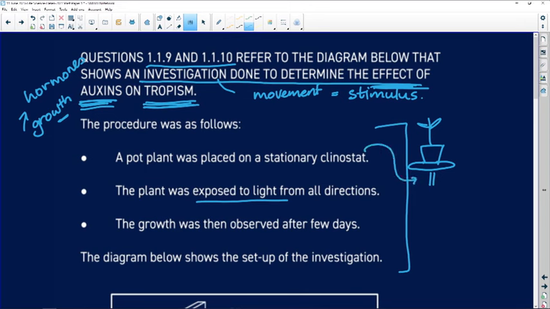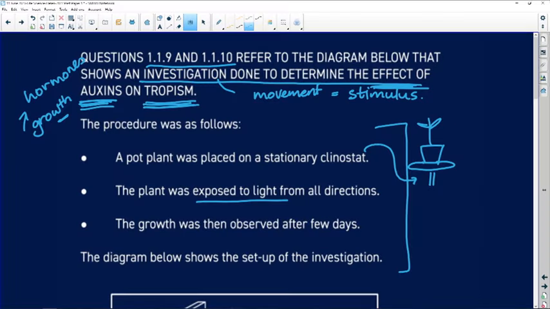The clinostat is almost like a record player. It's the surface that you can put seeds on, or a pot plant, you can fix that onto it, and it's going to rotate or stay still, depending if you turn it on or keep it off. The plant is exposed to light from all directions, and the growth is going to be observed. So we're going to see what is happening to the growth of this pot plant.